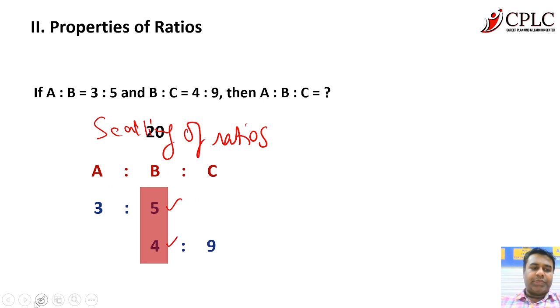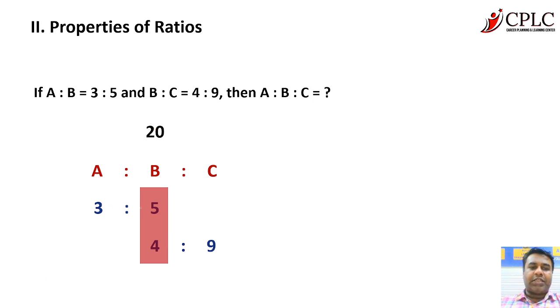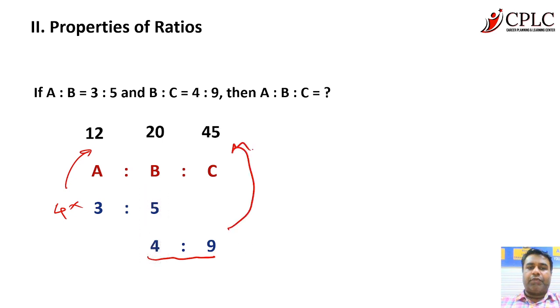If I have to make 5 as 20, I need to multiply 3 is to 5, the entire ratio, with 4. And if I have to make 4 as 20, then I need to multiply 4 is to 9 with 5. Correct? So 3 into 4 will give you 12, and 9 into 5 will give you 45. So now A is to B is to C is nothing but 12 is to 20 is to 45. So this is how you can find A is to B is to C.